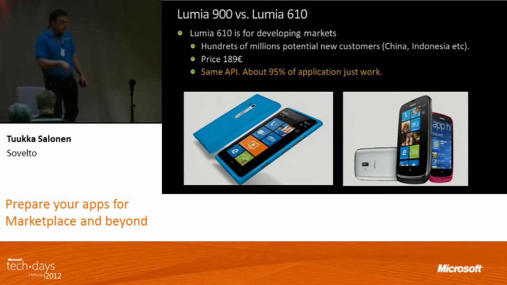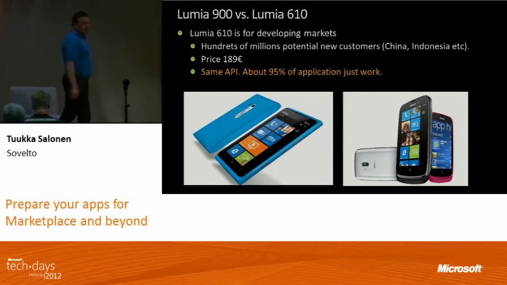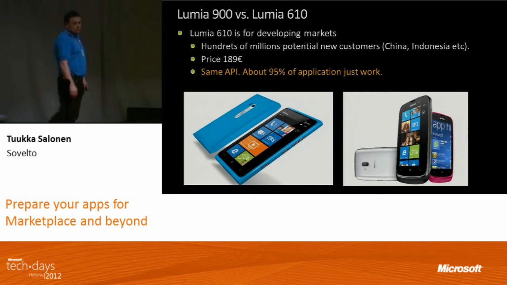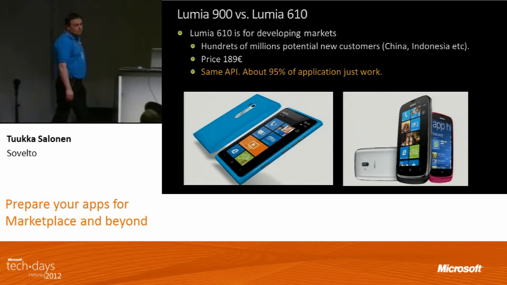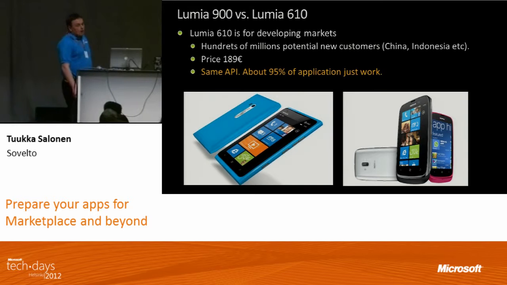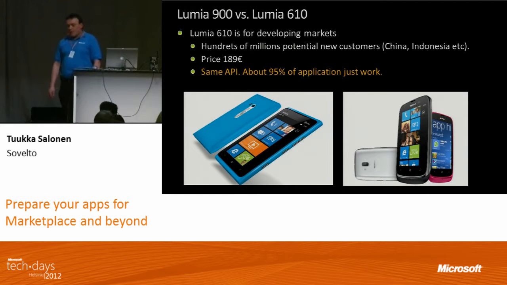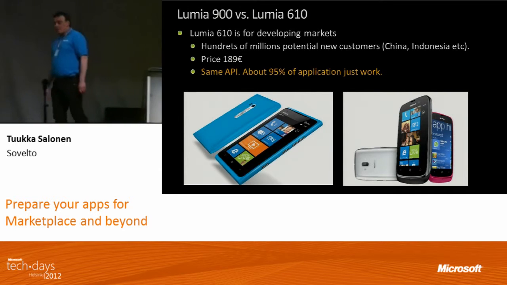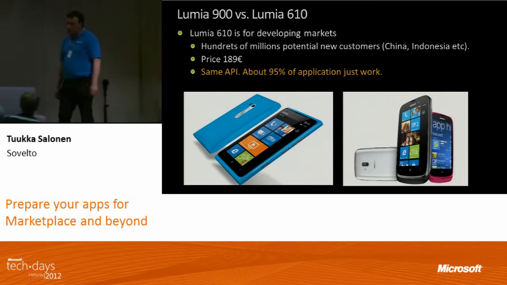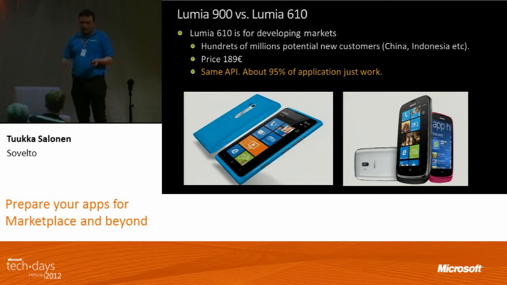There are certain things which don't really work. For example, background agents do not work. But otherwise, everything else works. And this is for evolving markets. I mean, in Finland we are probably fine with a phone which is like 500 euros, but go somewhere else, and even that is a lot of money.